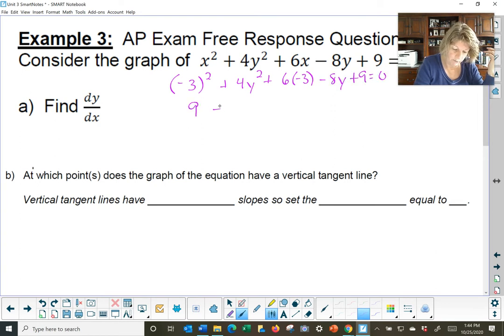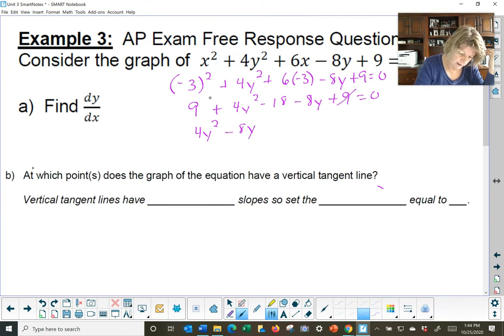And hopefully we won't make any mistakes. I shouldn't say we, it was me. This time it looks like we're going to be finding our y value, doesn't it? So I've got a 4y squared minus 8y. 9 plus 9 is 18, cancels away with that. Oh good, this one's even easier, isn't it?